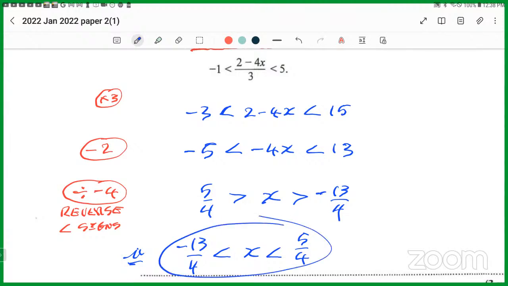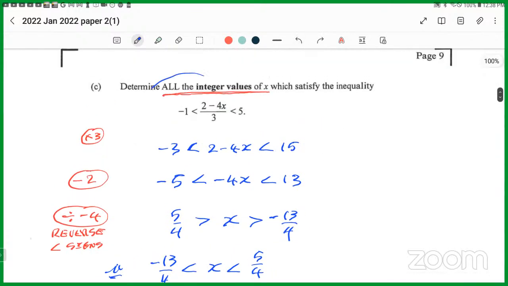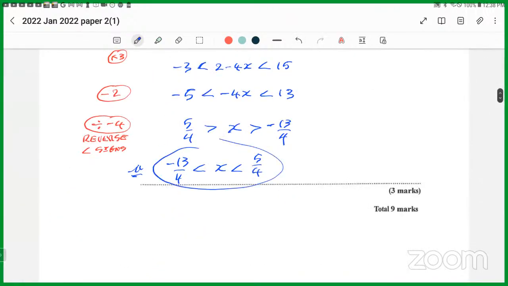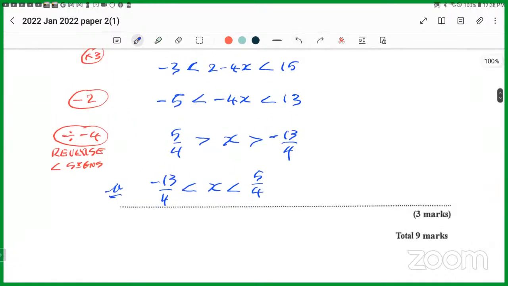So this is it now. And the question wants us to write down the integers only. A way to do that is to show this on a number line, just as additional work. But what is this value really? This value is really -3¼, less than x, less than 1¼.